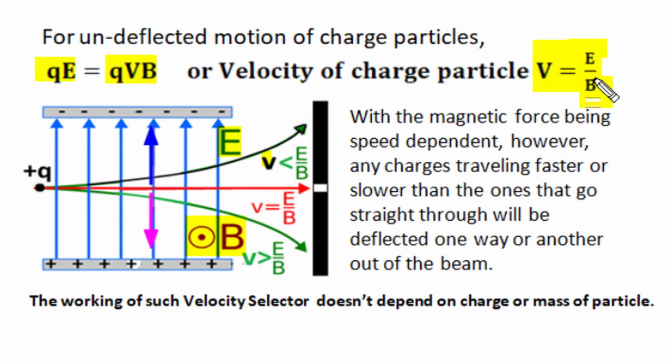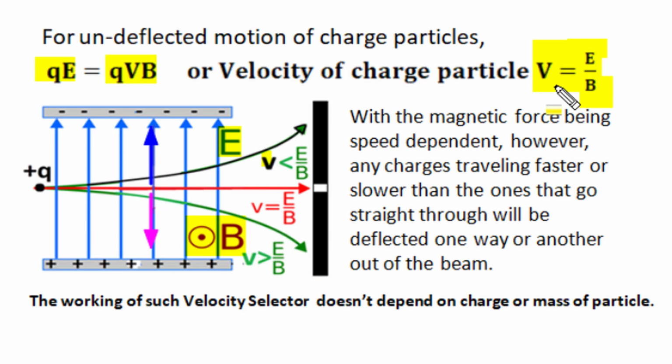whereas those particles having velocity more than this ratio of electric field intensity to magnetic flux density will have a higher amount of magnetic force, and as magnetic force becomes more than electric force, the particle will deviate in the direction of magnetic force, as shown by this green curvature.